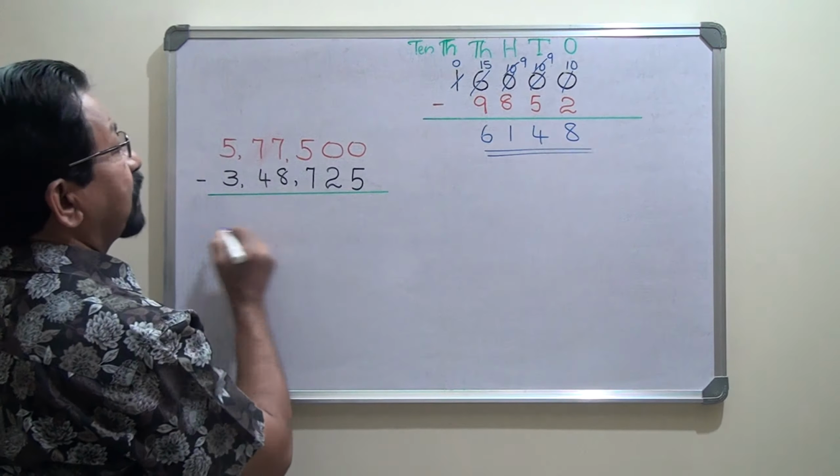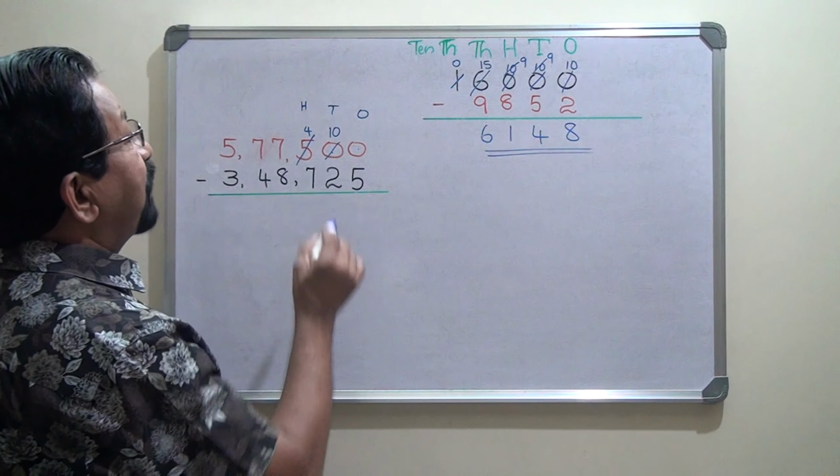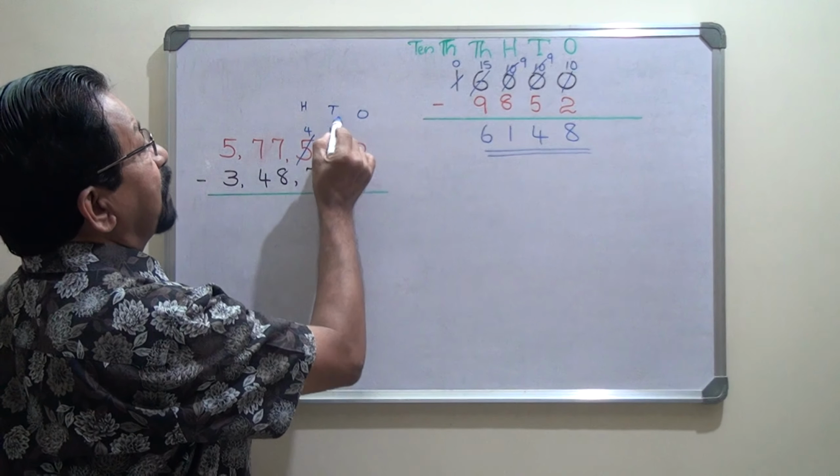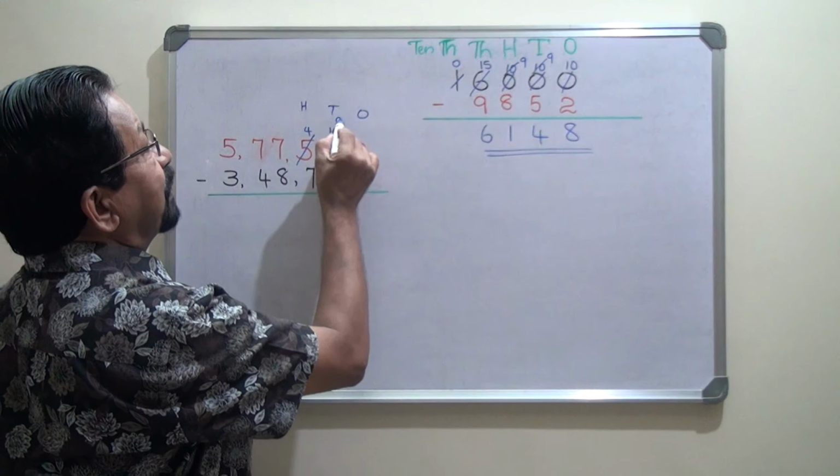He came to this house, he cannot go directly here. So here it became 10 tens. Of those 10 tens, he took one 10 to the one's place, so this became 9 tens. Here it became 10 ones. 10 ones minus 5 ones is 5. Here 9 minus 2 is 7. And here it was 5, now it becomes 4.